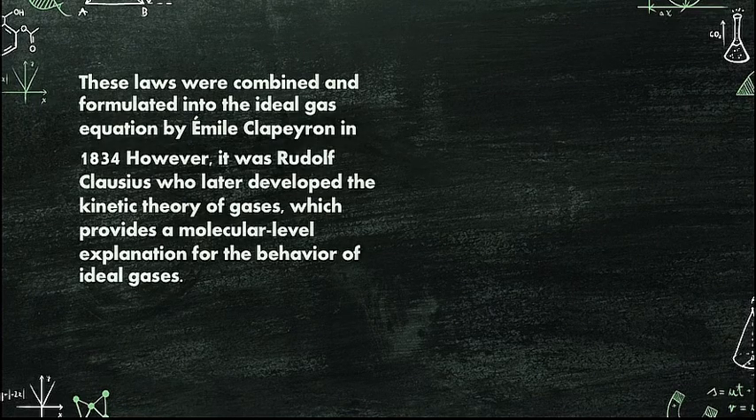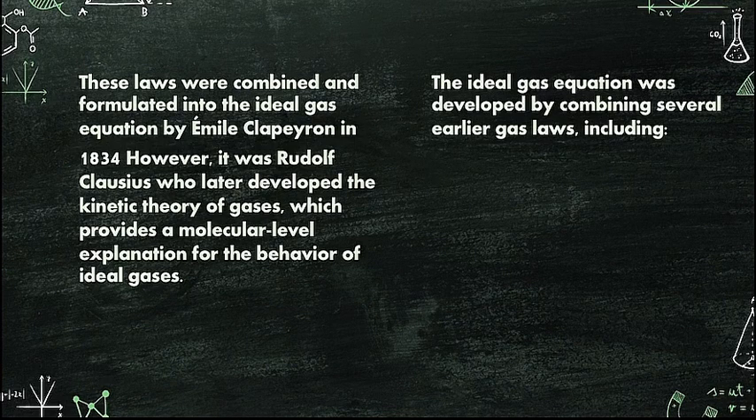These laws were combined and formulated into the ideal gas equation by Émile Clapeyron in 1834. However, it was Rudolf Clausius who later developed the kinetic theory of gases, which provides a molecular-level explanation for the behavior of ideal gases. The ideal gas equation was developed by combining several earlier gas laws, including Boyle's law, Charles's law, and Avogadro's law.